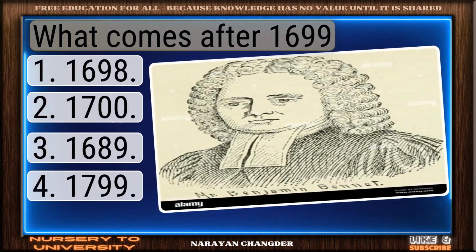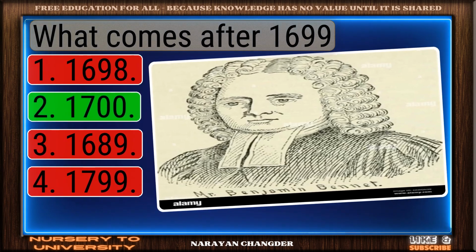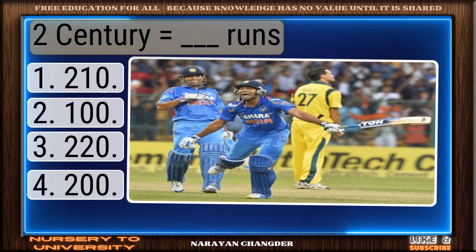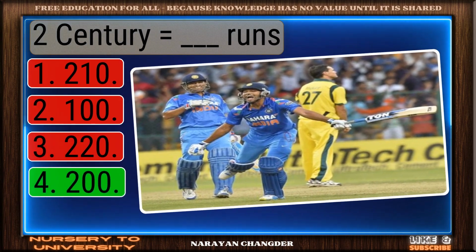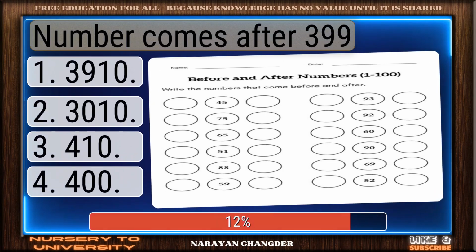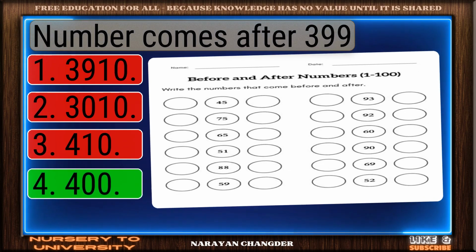What comes after 69? You chose 1700, and it is correct. 2 century equal to dash runs. Smart move. 200 is an accurate answer. Number comes after 399. Valid point. 400 is true.